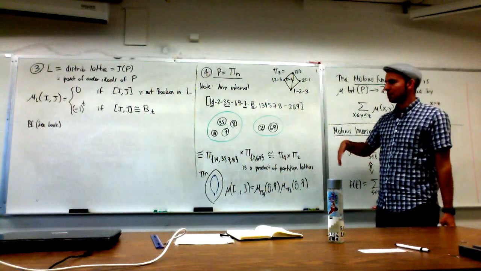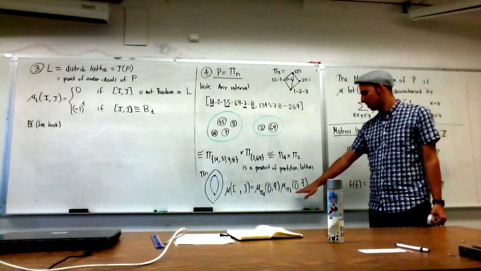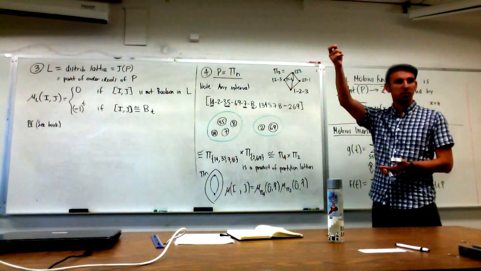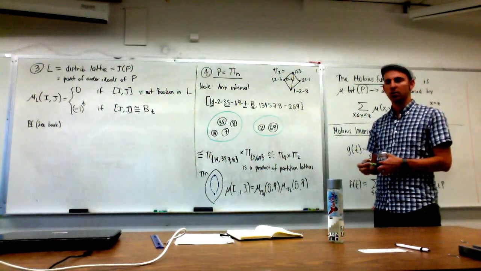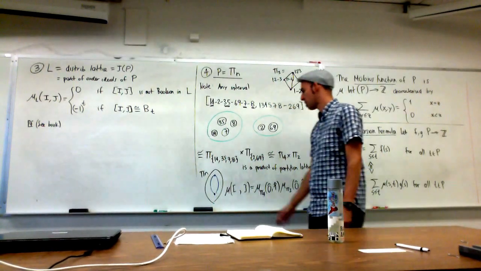So the point is that really we're just reducing to finding the Moebius function from the bottom to the top. If we know how to do that for any n, then we will know the Moebius function of any interval of any partition lattice.